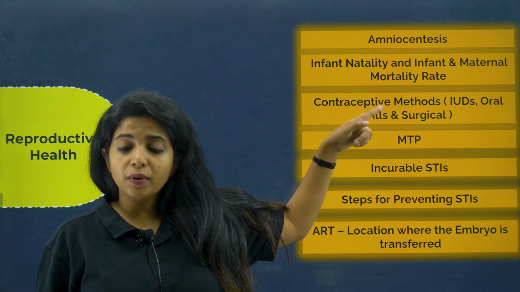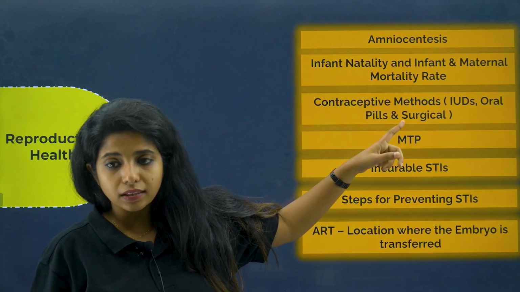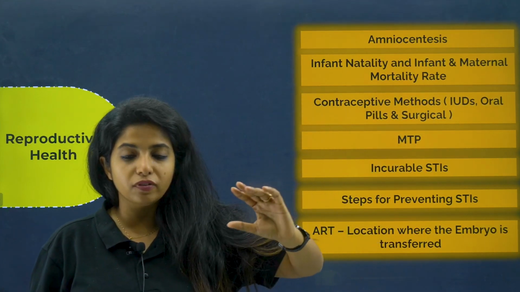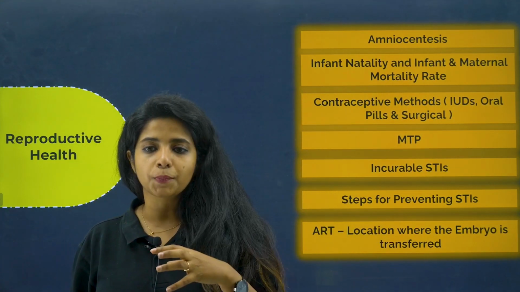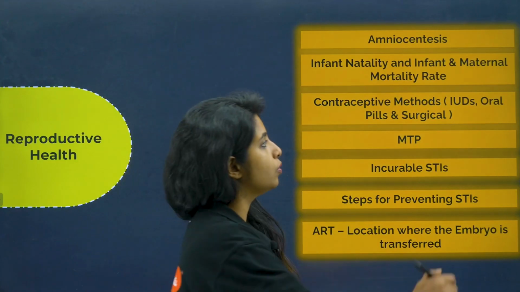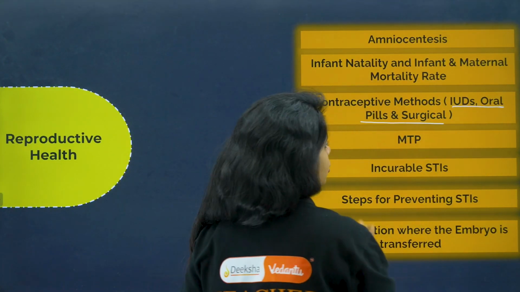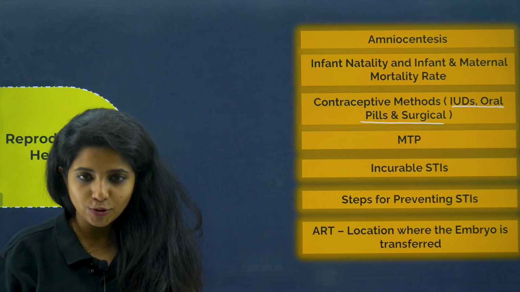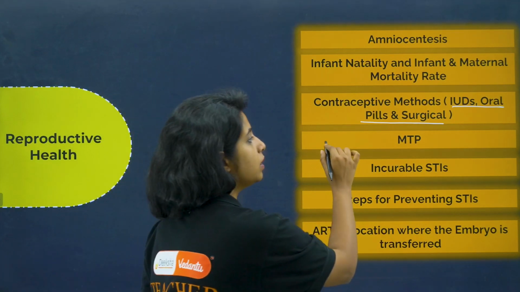Okay, now contraceptive methods, you know there are so many methods. Under that I will recommend that, for example, you went through everything once, but I want you to go through IUDs and oral pills and surgical methods twice. Okay, now MTP is medical termination of pregnancy.